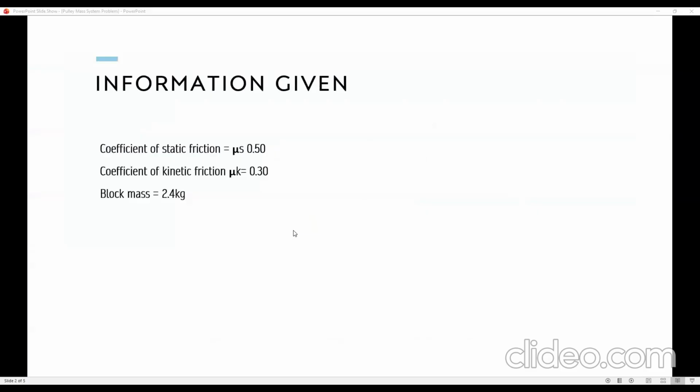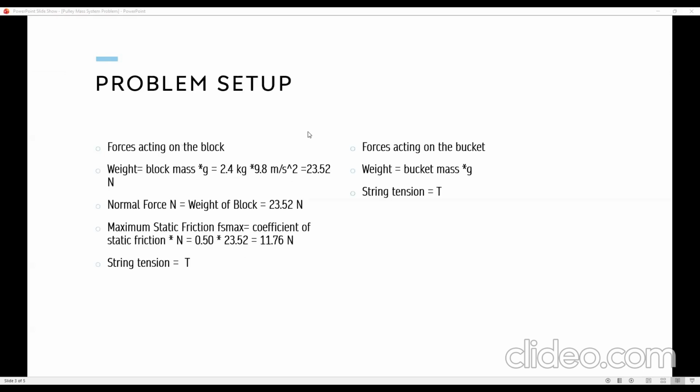So first, start off with the information that is given to us. Once again, the coefficient of static friction given is 0.50. The coefficient of kinetic friction given is 0.30, as well as the mass of the block, which is equal to 2.4 kilograms. In order to set this problem up, we first need to consider the forces acting on the block as well as the forces acting on the bucket.